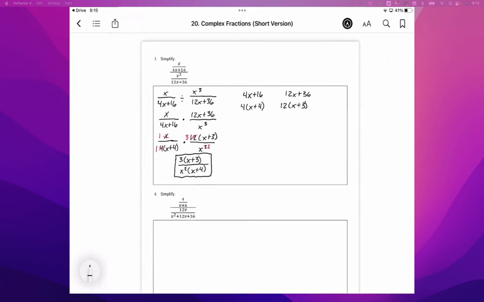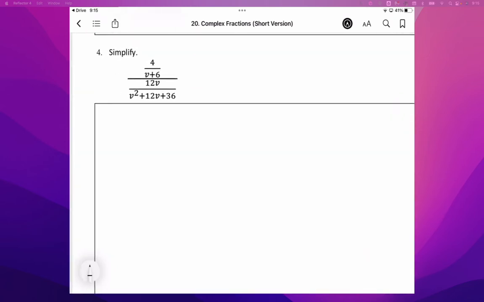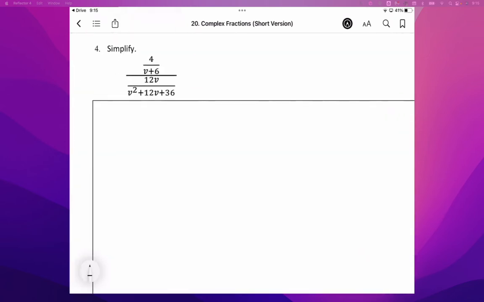So number 4. Similar situation, we've got 4 over v plus 6 divided by 12v over v squared plus 12v plus 36. And so again, reciprocal and multiply.